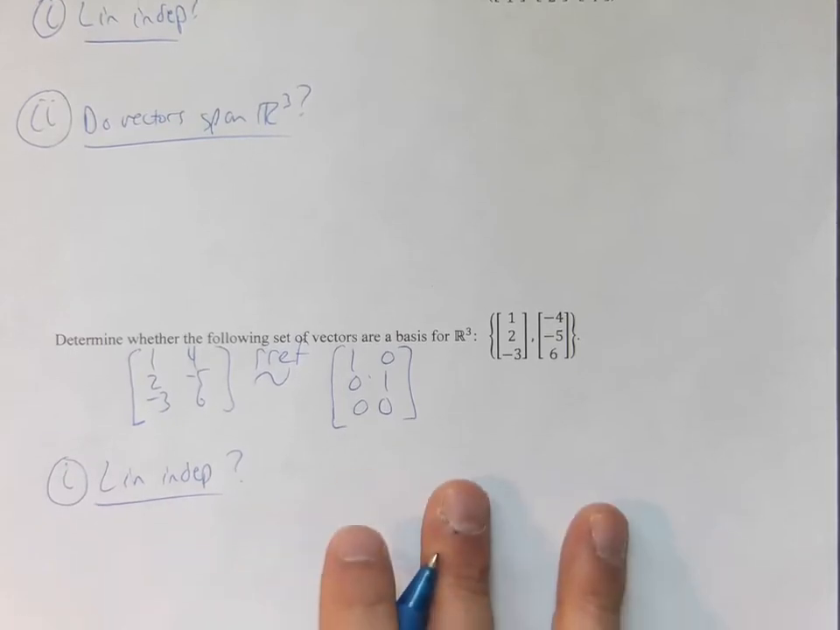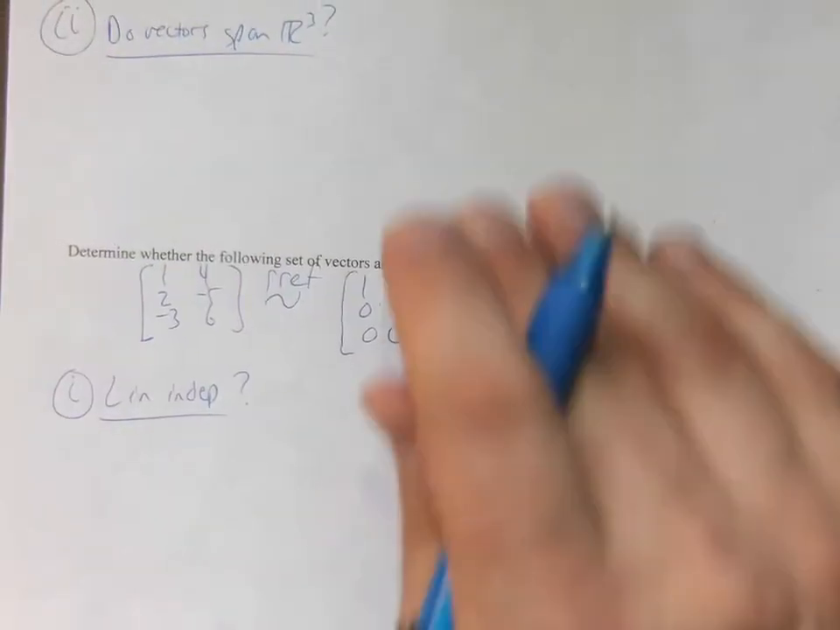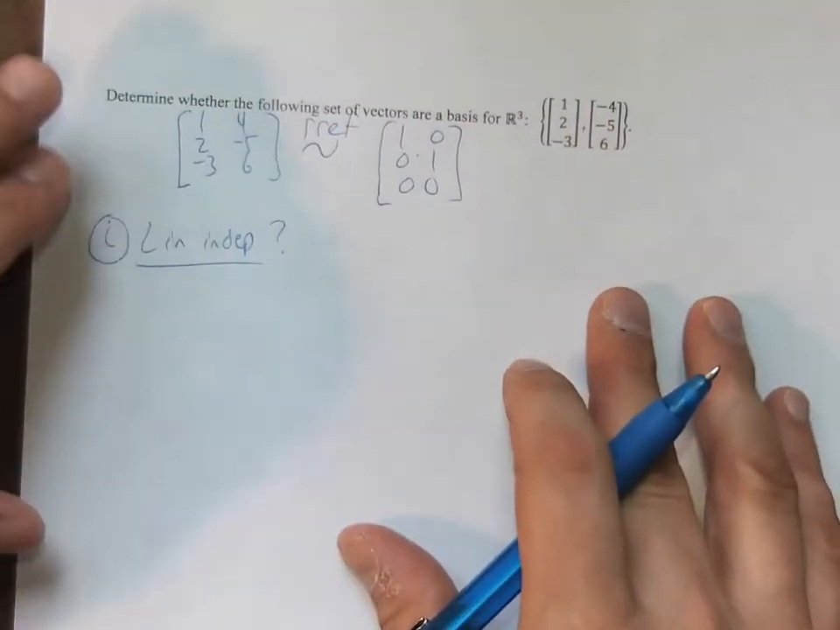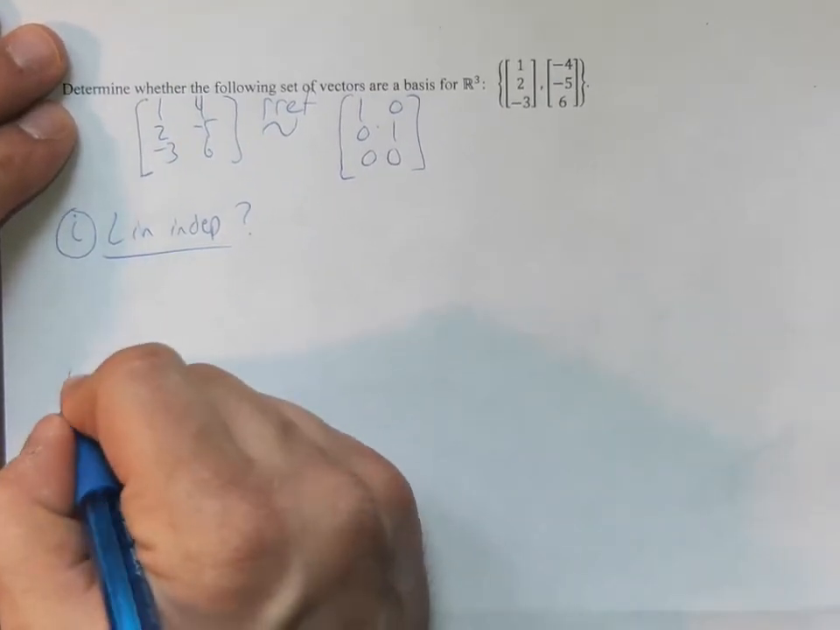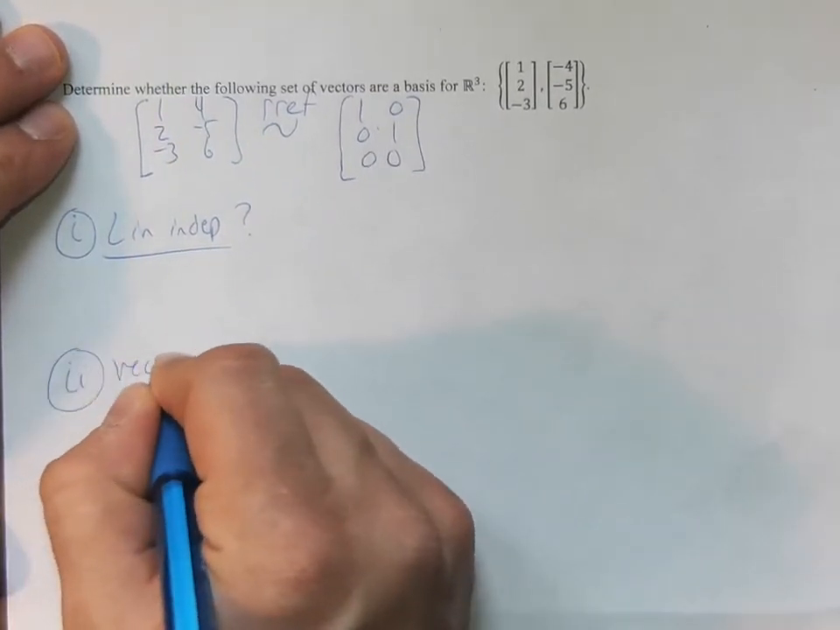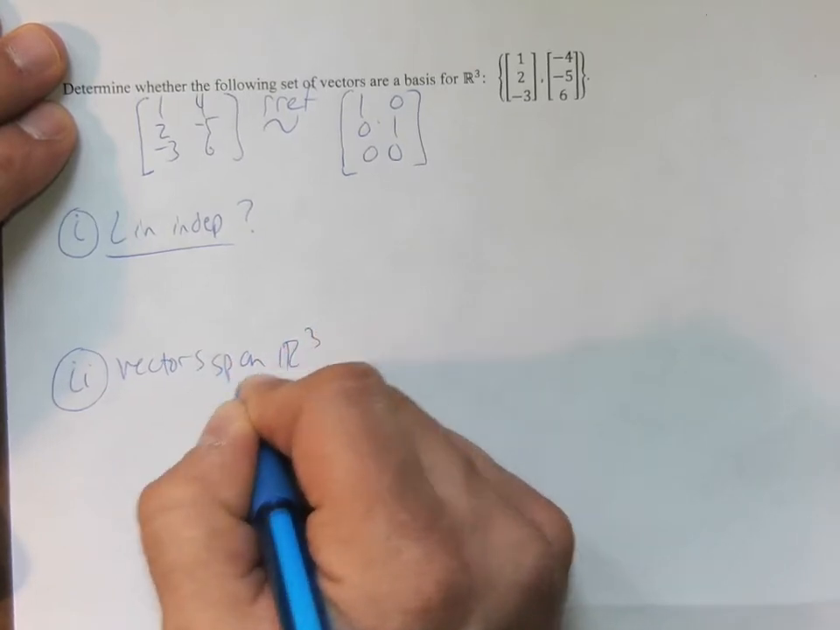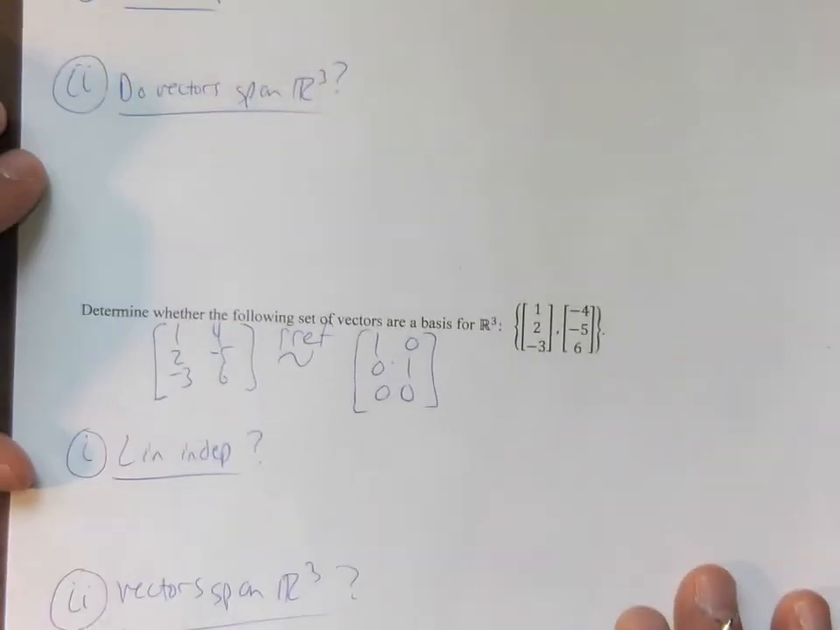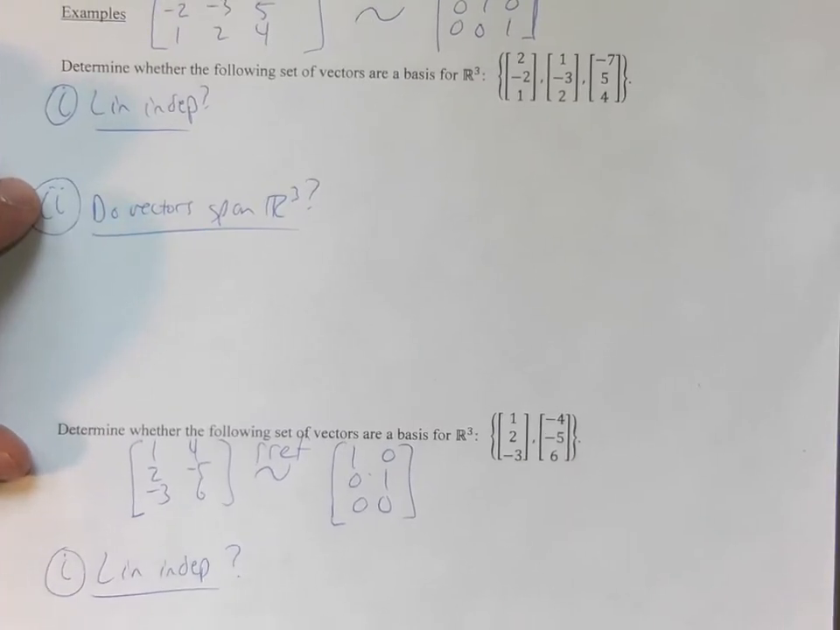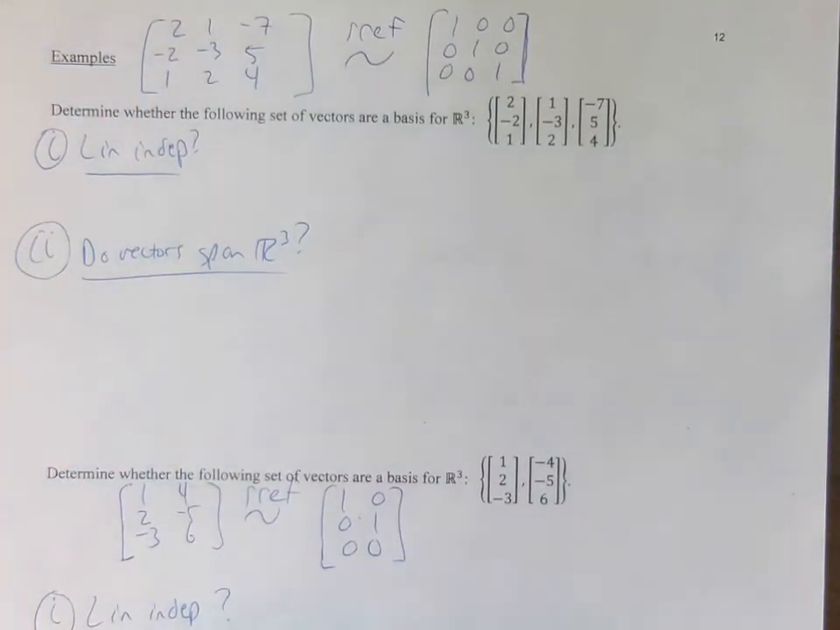Are they linearly independent? Do the vectors span R3? I actually already have the answers written down. And so again, that's what you should be thinking in both these cases. Are they linearly independent? Do the vectors span R3? I'm going to put the answers up here and walk through them in just a second, and you can pause the video to give yourself a chance to write them down.